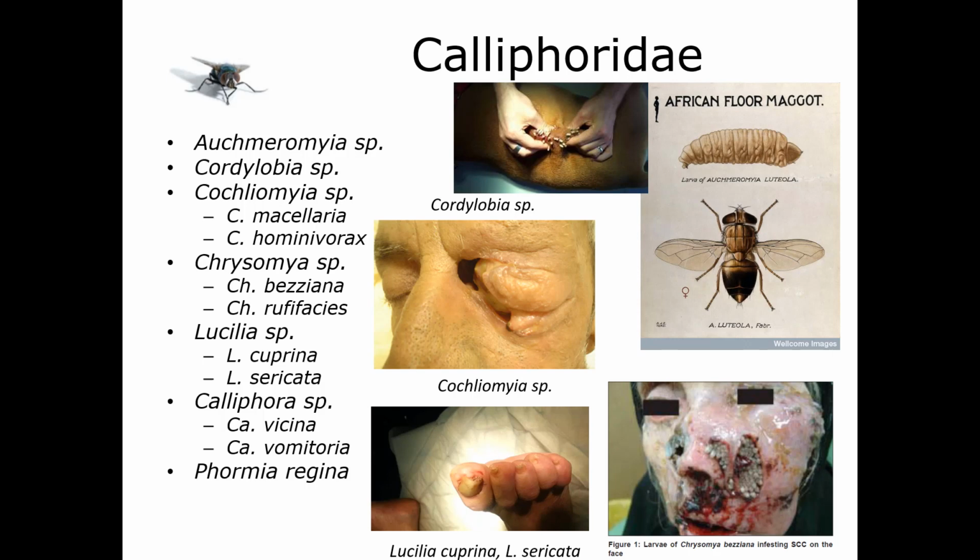Remember the last lesson when I talked about all those different types of myiasis? So it is an obligatory or a primary myiasis producer, but it's not dermal. So they suck blood. All right, so up next is the genus Cordylobia.